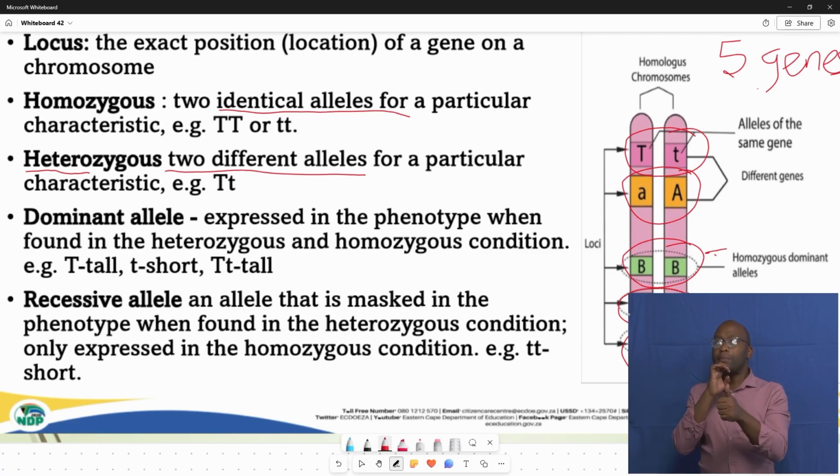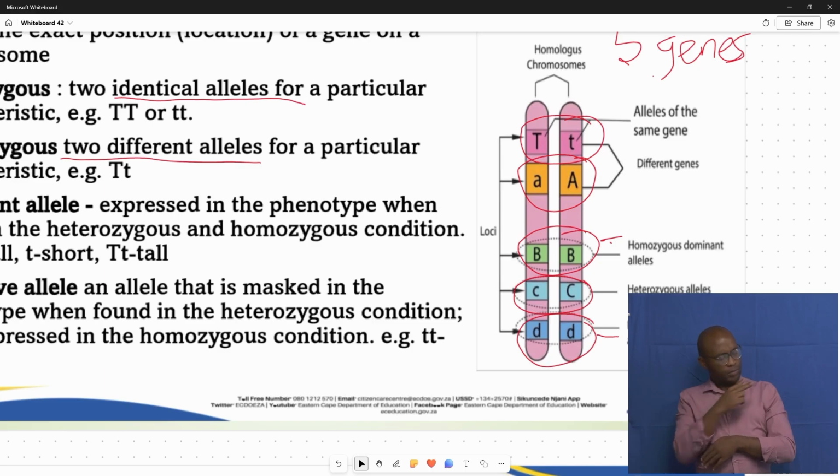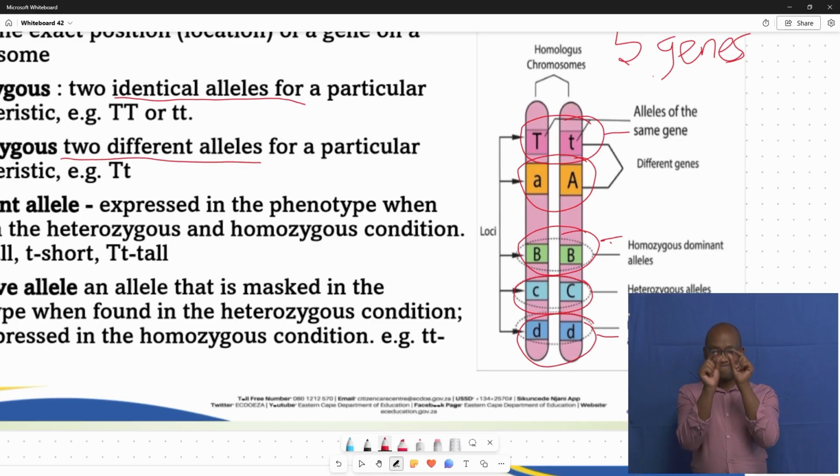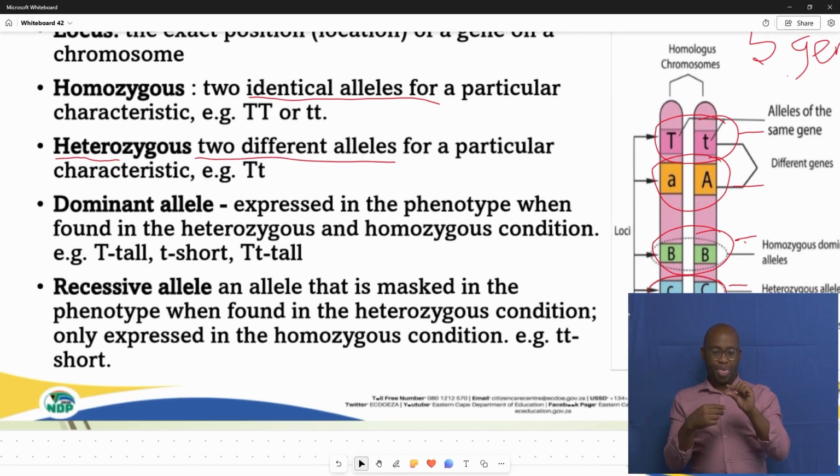Now, if we go back to our diagram, we can see that gene number 1, gene number 2 and gene number 4 have heterozygous alleles. You might be asking yourself, why are we representing these alleles as small case letters and as capital or uppercase letters?